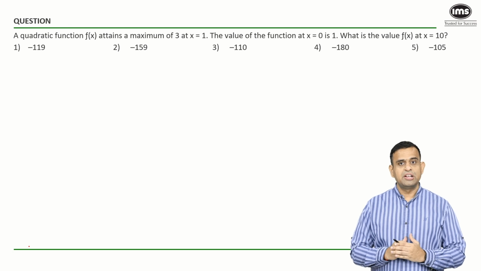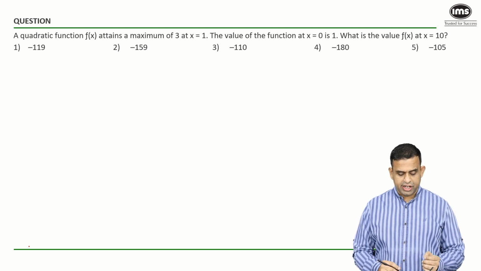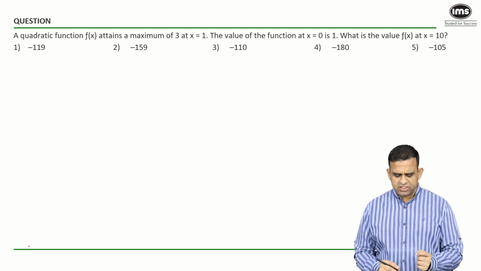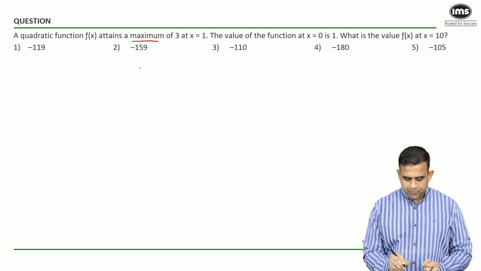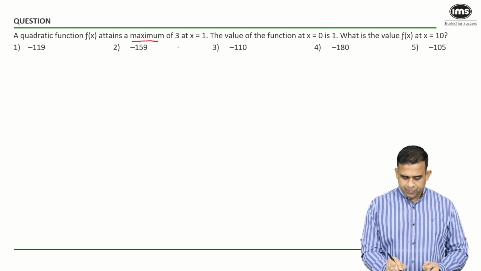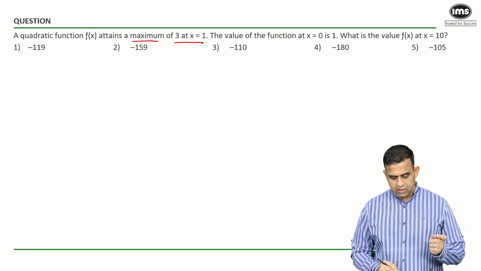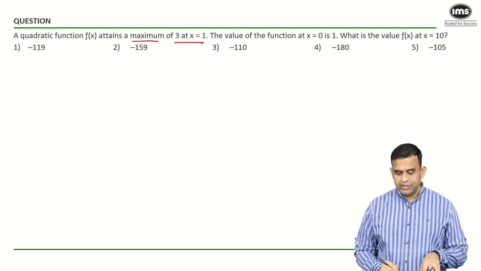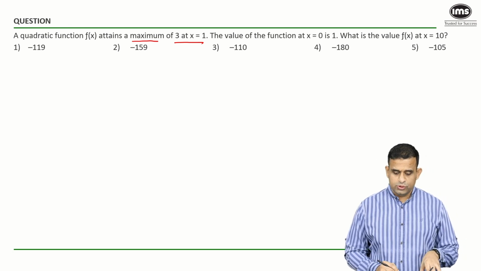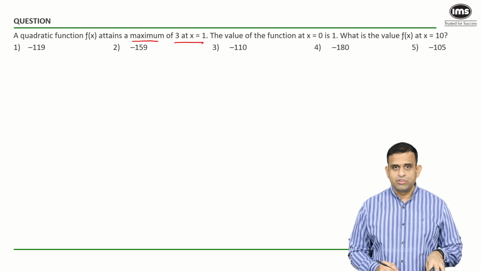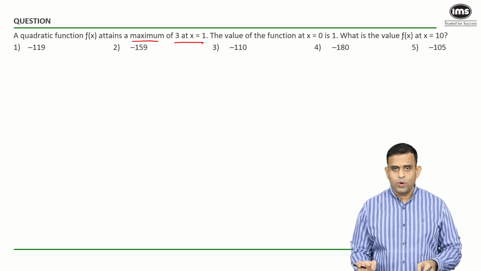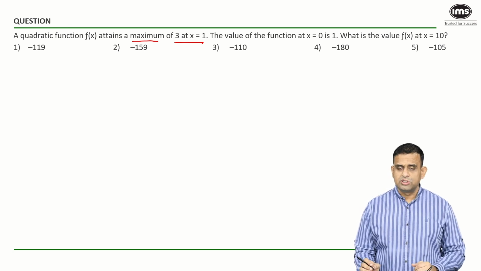In the next sum, an interesting one, it says that a quadratic function f of x attains a maximum, this word is also important, a maximum of 3 at x equals 1. They also gave you the value of the function at x equal to 0, which happens to be equal to 1. What is the value of the function at x equals 10 over here? And they gave you the options also.